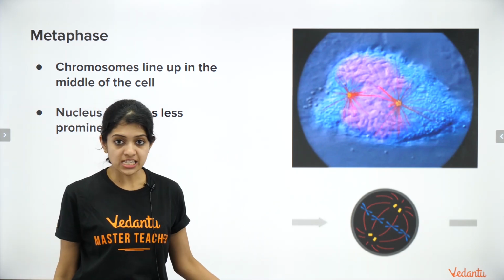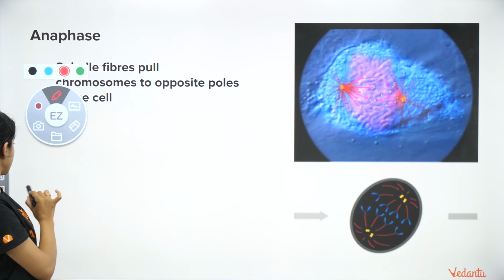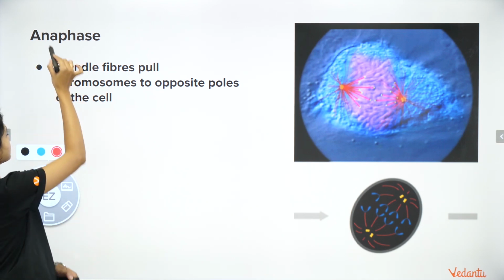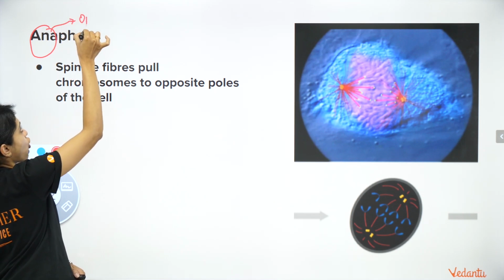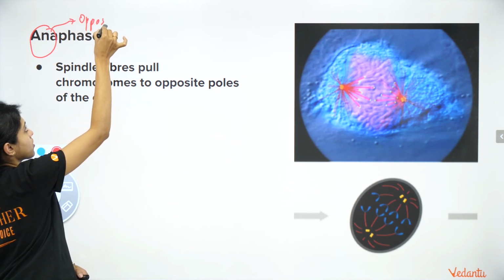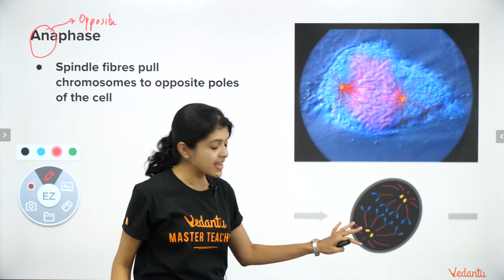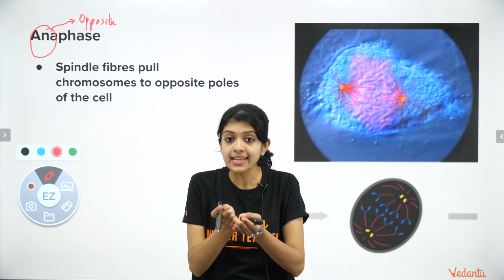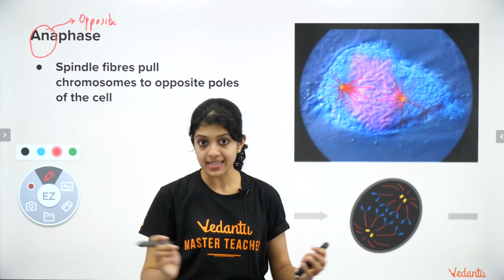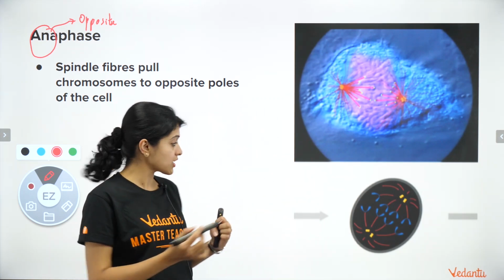Now, coming to the next phase, which is anaphase. Here again, the prefix ana indicates that it is opposite. If you closely observe this image, you would see that the chromosomes that were lined up at the equatorial plate during metaphase have now separated out into sister chromatids.